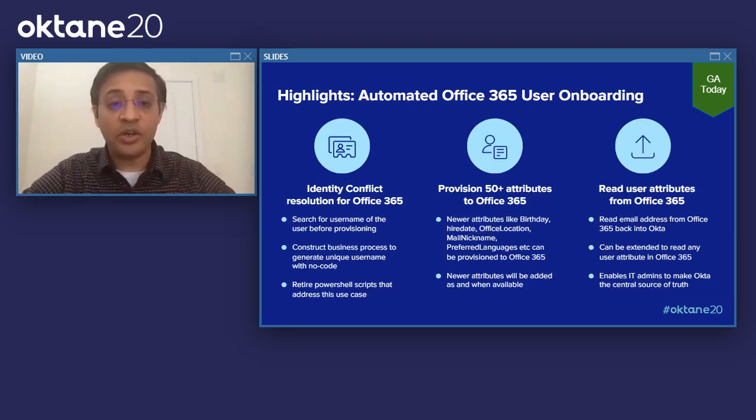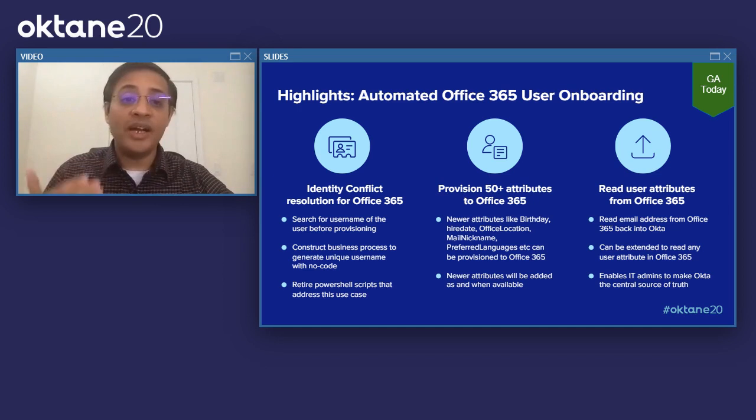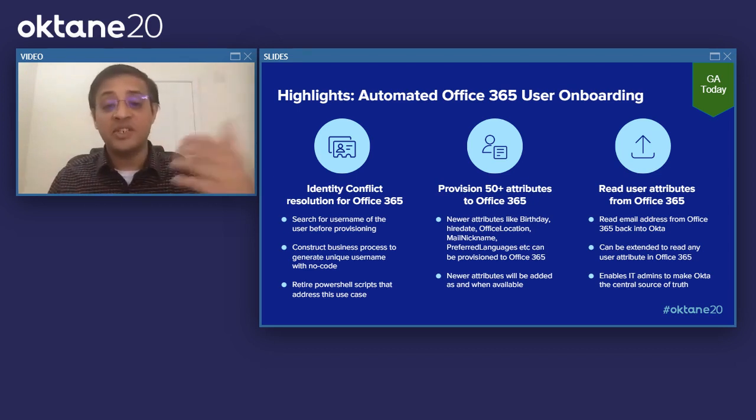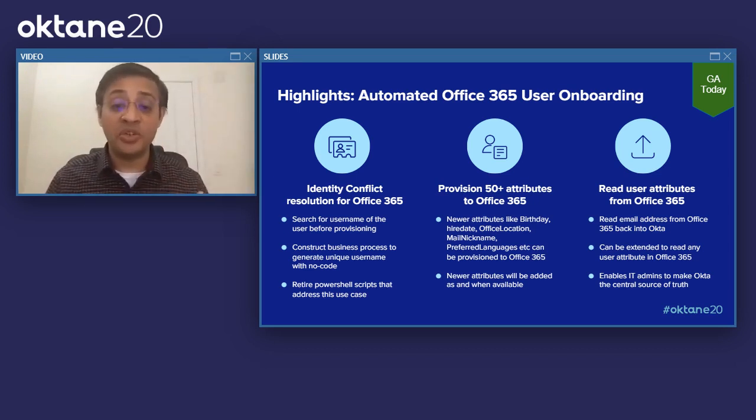The first capability I want to talk to you about is we can now do identity conflict resolution for Office 365. Remember how you have your PowerShell scripts to check whether a user exists in Office 365 before you actually provision the user? Those scripts can be nasty because you get a number of users back, and really, you have to decide what your business logic is. Should you add a 1 or a 2 right after the email? So it's really a painful process.